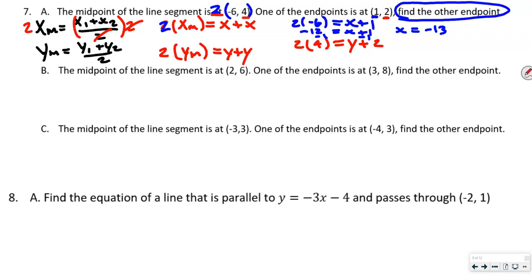This other one's going to be 8 here. So 8 is equal to y plus 2. We subtract 2 from both sides. So y is equal to 6. So my end point here is -13 comma 6.